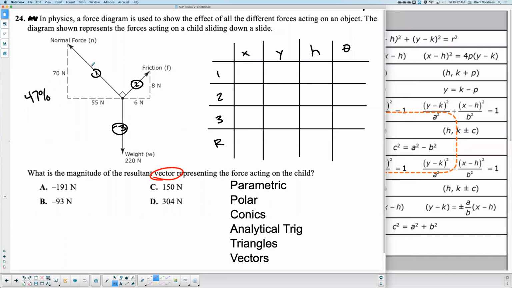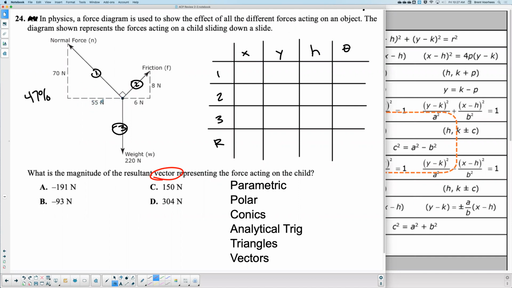So here we go. Vector 1. When you look at it, does it look like an X, a Y, or a diagonal H? It looks like a diagonal H. However, the data they gave me, they did not give me the diagonal magnitude and the angle. What did they give me instead?